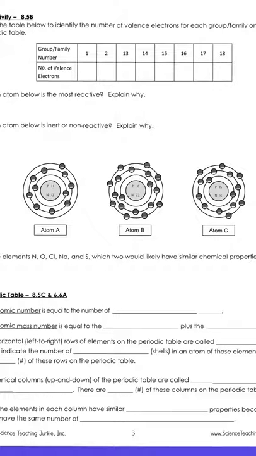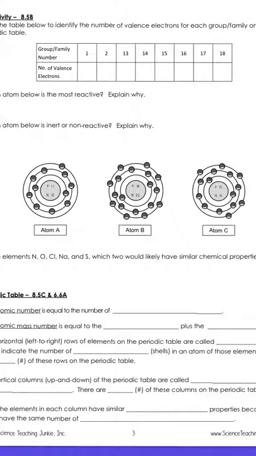Which atom below is inert or non-reactive? You might see both of those words and explain why. It's talking about these 3 here. Of the elements N, O, Cl, Na, and S, which 2 would likely have similar chemical properties? Make sure you answer why.